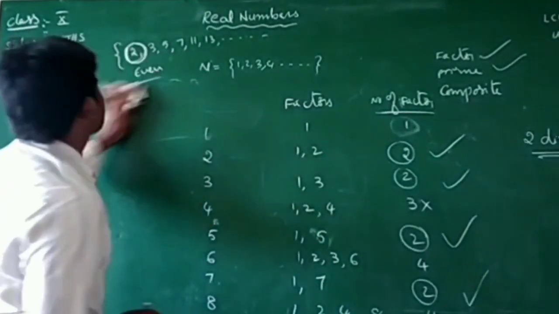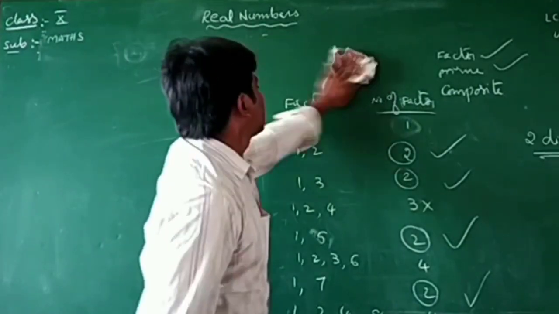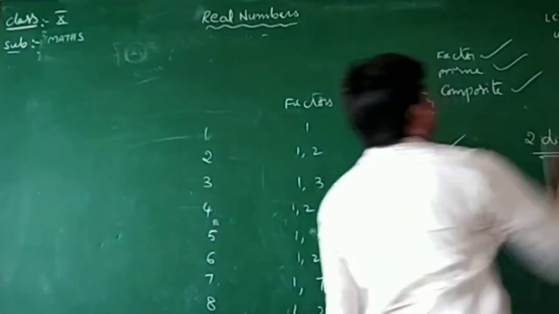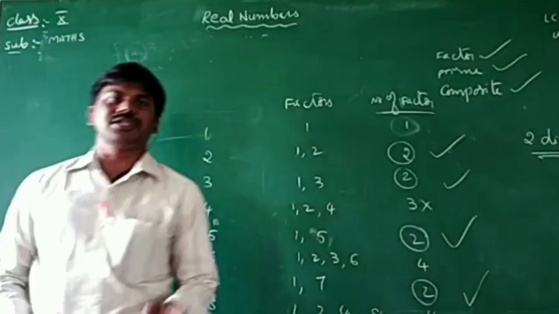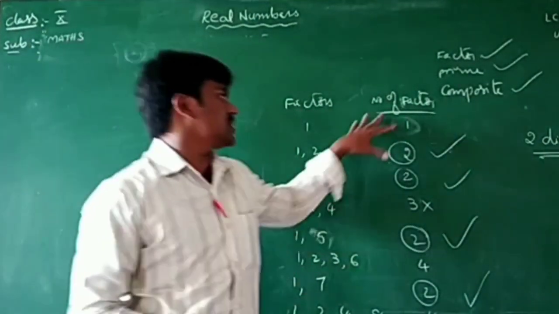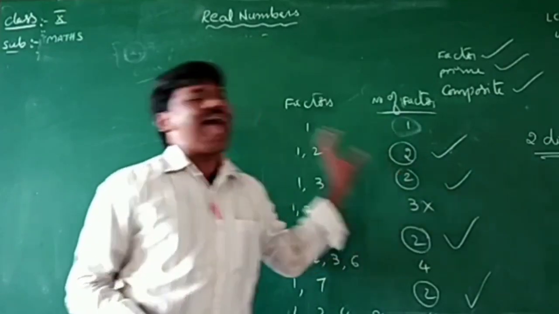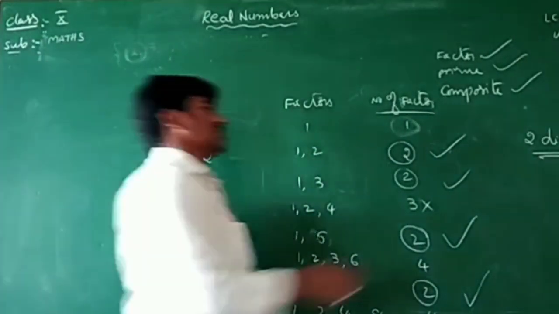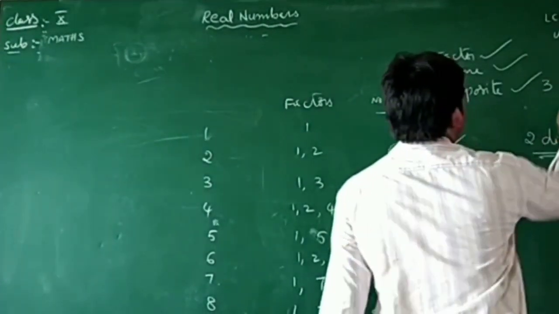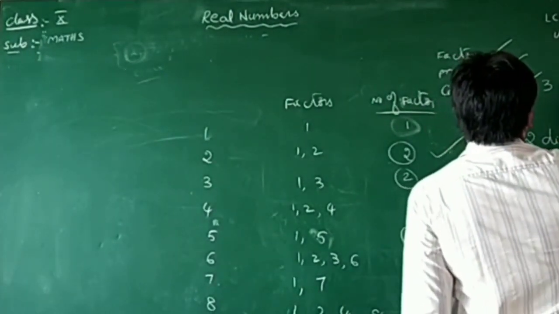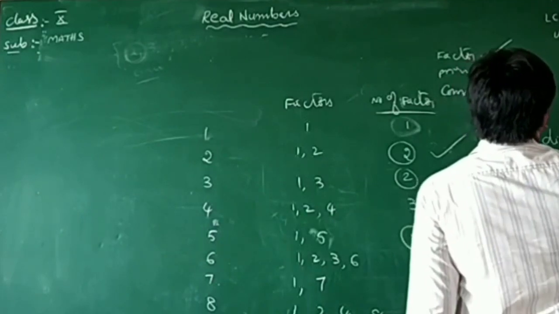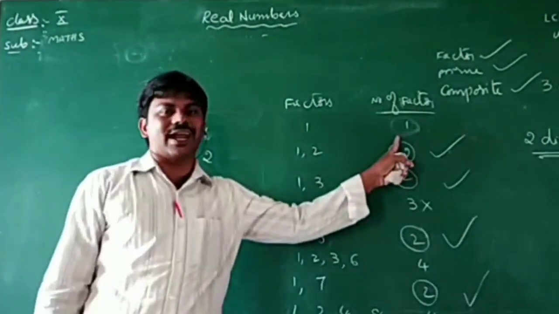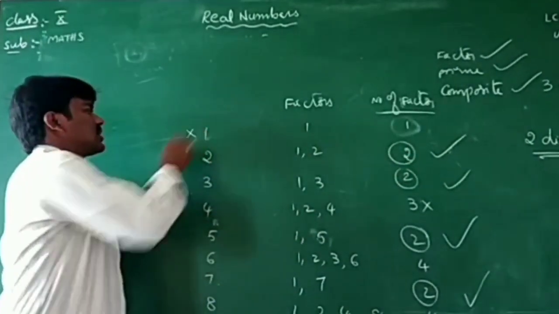Now coming to the next point, composite numbers. Observe this list of composite numbers. What is a composite number? A composite number is a number having at least 3 distinct factors. So observe this: does 1 have 3 factors? No. So that's why 1 is not a composite number.